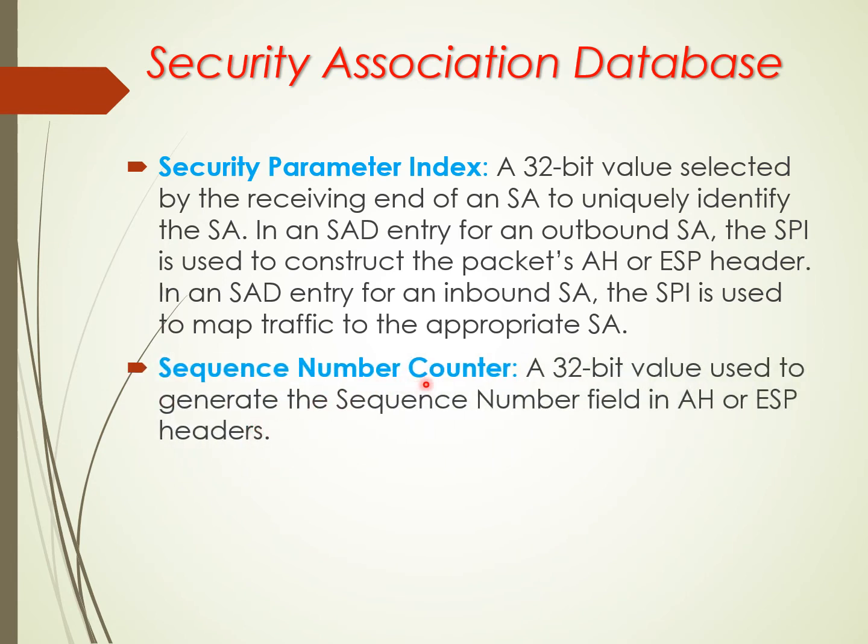Next is the sequence number counter. It is again a 32-bit value. We use this 32-bit value to generate the sequence number field in the authentication header or ESP headers. We are sending data packets, and we need to identify each data packet by a unique number. That is the sequence number counter we use to generate the sequence number fields in the AH or ESP headers.